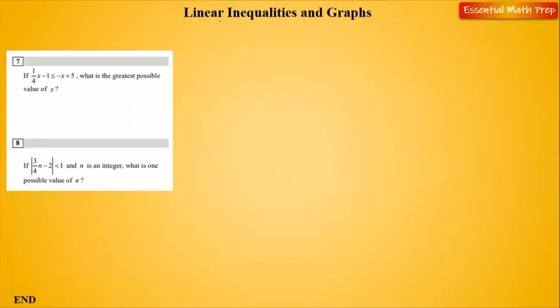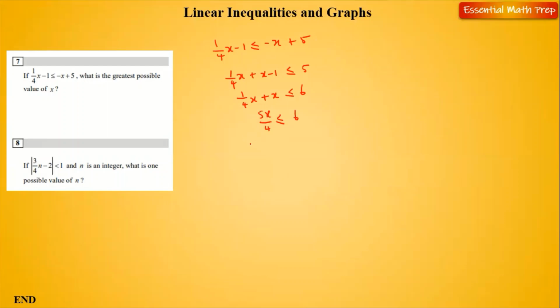Okay. What is the greatest possible value of x? Again, you have to simplify the inequality first before you can really do much with it. So let's add x on both sides, which would get rid of the negative x. Let's add 1 on both sides, so that'll get rid of the -1. Now let's simplify this further. So it's 5x over 4 less than or equal to 6.